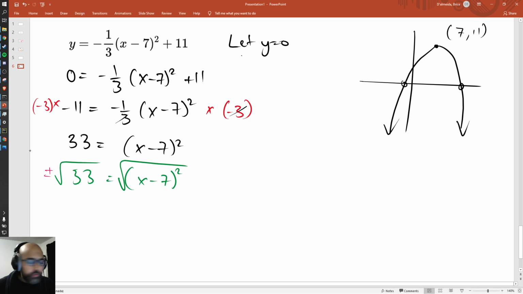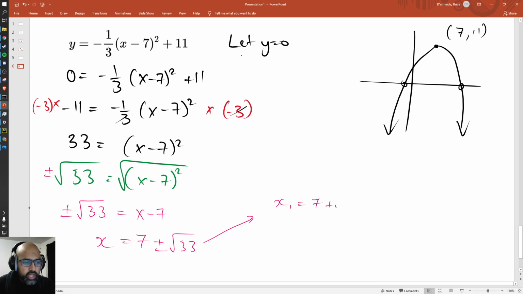Okay, to keep things exact, I'm not going to square root that 33. We are going to end up with plus or minus the square root of 33 is equal to x minus 7, because these two are opposite operations, squaring and square rooting. Move the 7 over to the other side, we get two solutions. 7 plus or minus root 33. Well, the first solution being x1 is equal to 7 plus the root of 33, and x2 is equal to 7 minus the root of 33.